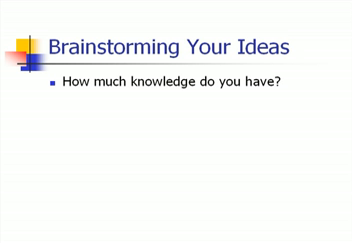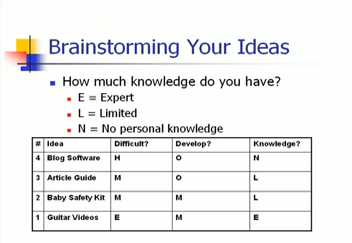Step 4 is knowledge. In this step, place an E, an L, or an N next to each idea based on your personal level of knowledge about the subject of the idea. If your idea is an area that you are an expert on, place an E. If your idea is an area where you have some knowledge, but you're not an expert, place an L. If you think the idea is a moneymaker, but you have no personal knowledge of the subject, place an N. After completing that for each idea, let's move on to the final step.